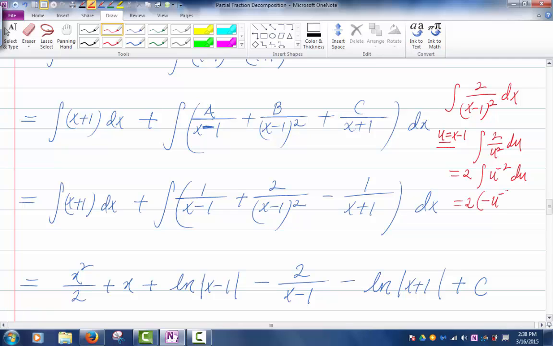Negative u to the negative 1, right? Which would be then negative 2 over u, right? Is that correct? And then finally, u is x minus 1. So I'm going to end up with negative 2 over x minus 1. That's what I have. Is everybody okay? Any questions on that?